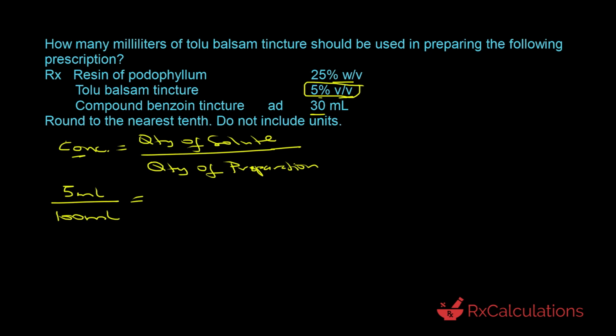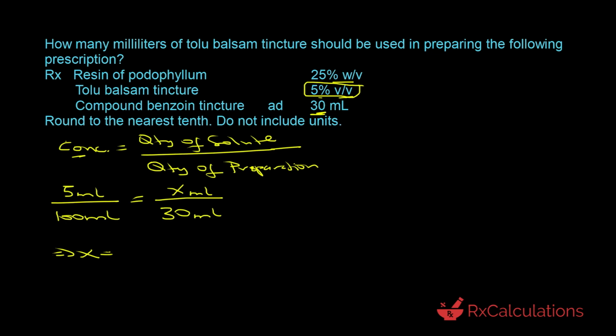Now we're going to set this equal to the quantity of solute over the quantity of preparation. So from the question, we know the quantity of preparation to be 30. So the 30 milliliters goes in the denominator here. That would imply that we are looking for the quantity of solute. So we're going to put X as our variable, X milliliters. So now we can go ahead and solve for the unknown, which is X.